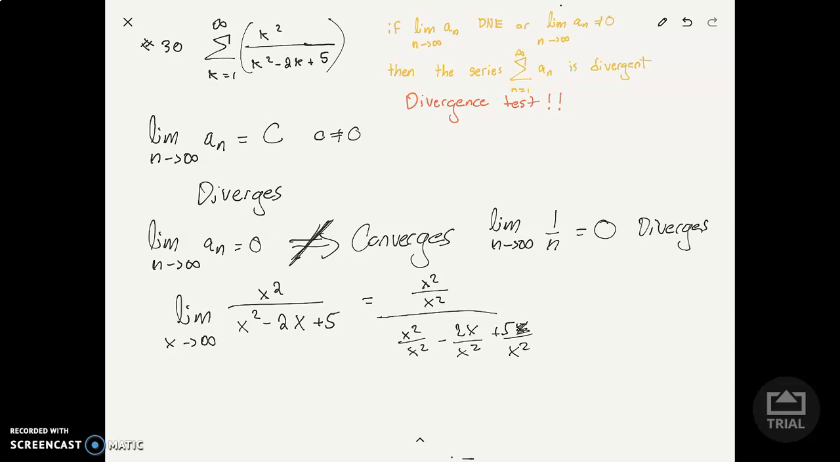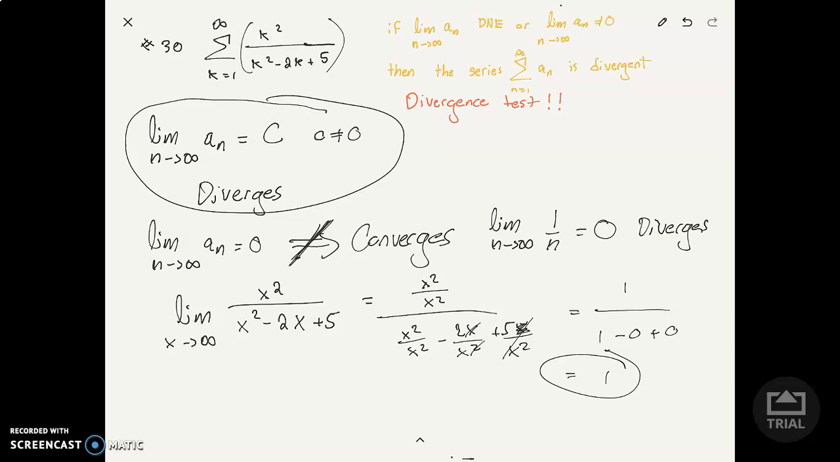Oops, there's no x there. Top goes to 1, this goes to 1, this goes to 0, this goes to 0. So as x gets really big, 5 over x squared is 0, and then you can cancel 1x, 2 over x, again 0. So the limit is 1, so we're in this case. So it does indeed diverge, and you're done there.